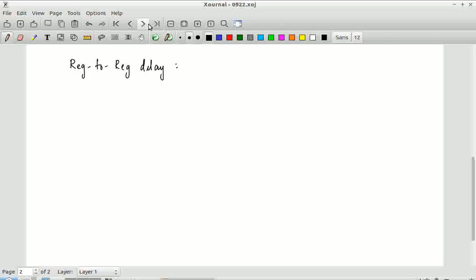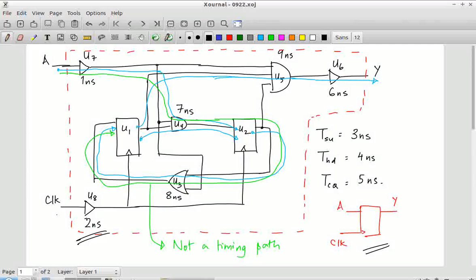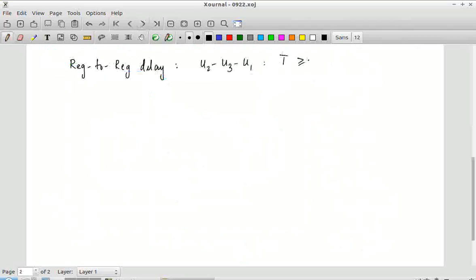And what it says is that T must be greater than or equal to 5 nanoseconds, the TCQ of U2, plus 8 nanoseconds, plus the setup time of 3 nanoseconds.